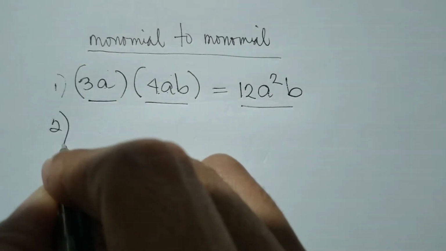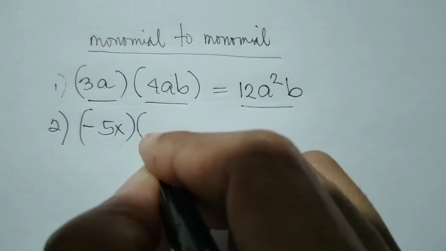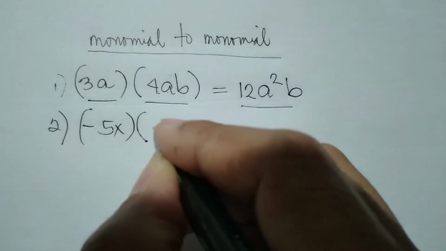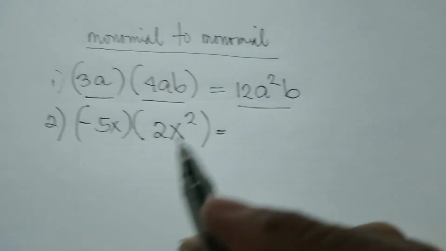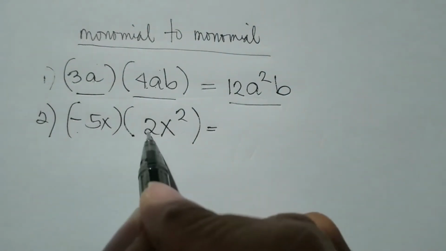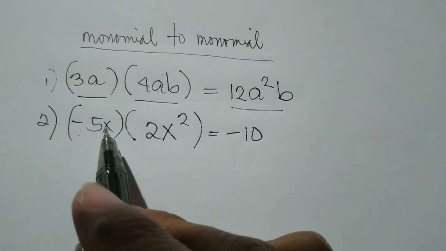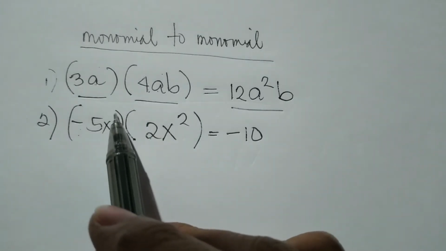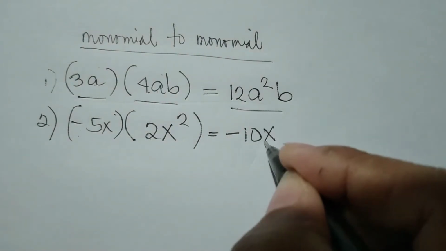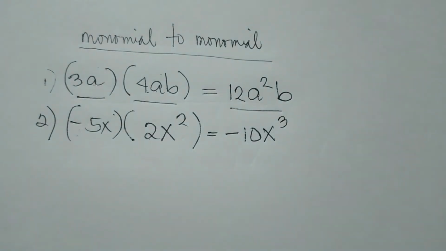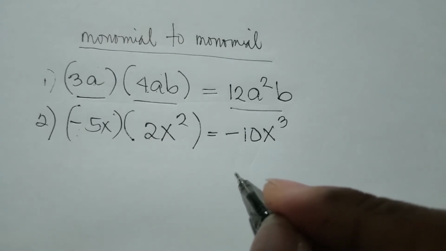Okay, another monomial. Negative 5x times 2x squared. So we just multiply the coefficients. Negative 5 times 2, that is negative 10. And then we have x times x squared. You have the exponent here, which is 1, so you just add with the exponent, which is 2. So it becomes x cubed.